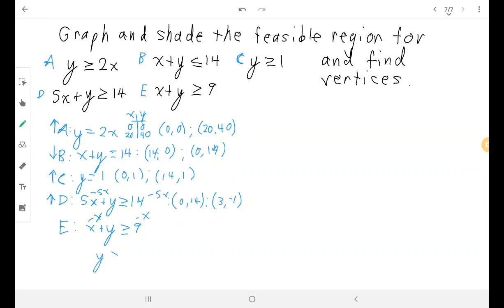And have y is greater than or equal to negative x plus 9. So it does still shade up. And we could just do x and y intercepts for the points because they're really easy to do. If I need the x-intercept, that's the x value when y is 0, which will be 9. If I want the y-intercept, that's the y value when x is 0. So that also is 9. You should hopefully be able to see that.